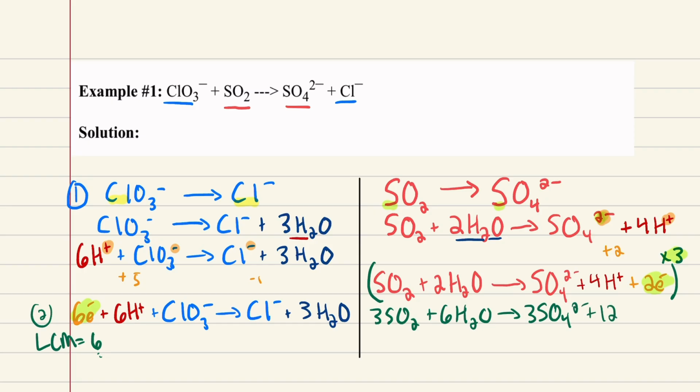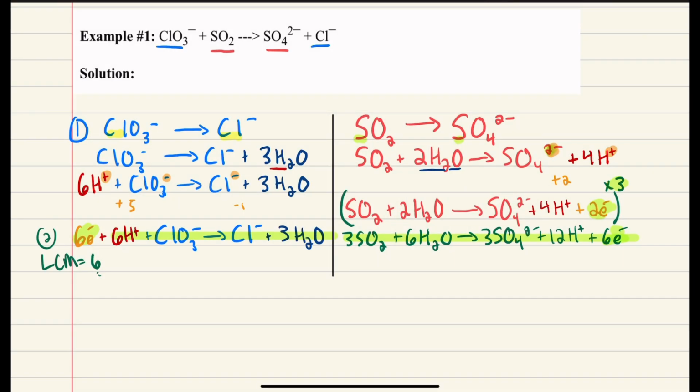Now, when you multiply one entity by 3, then the entire equation has to be multiplied by 3. That's how these things work. So our new reaction is as follows, where all the coefficients are multiplied by 3. Most importantly, though, the 6 electrons.